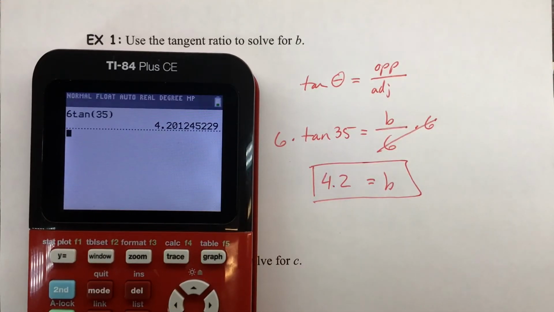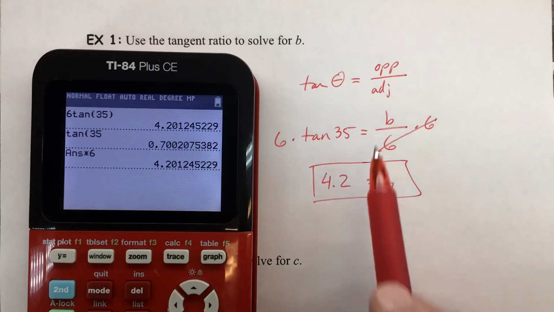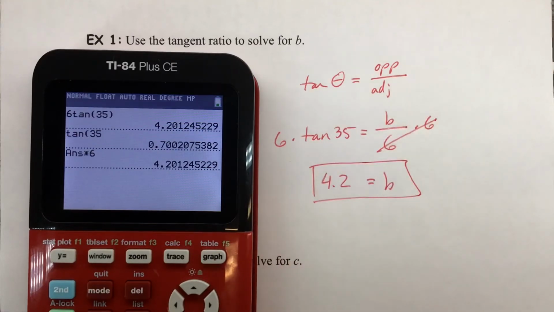Now you can do things in pieces as well. You can take the tangent of 35, go ahead and figure out what that is, okay, and then multiply that by 6, which will give you the same answer. So it just depends on what type of calculator you have. But overall, the calculations are fairly easy. It's mostly going to come down to using that setup.